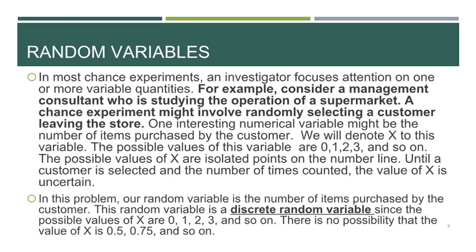The possible values of this variable are 0, 1, 2, 3, and so on. The possible values of X are isolated points on the number line. Until a customer is selected and the number of items counted, the value of X is uncertain. In this problem, our random variable is the number of items purchased by the customer. This random variable is a discrete random variable since the possible values of X are 0, 1, 2, 3, and so on. There is no possibility that the value of X is 0.5, 0.75, and so on.